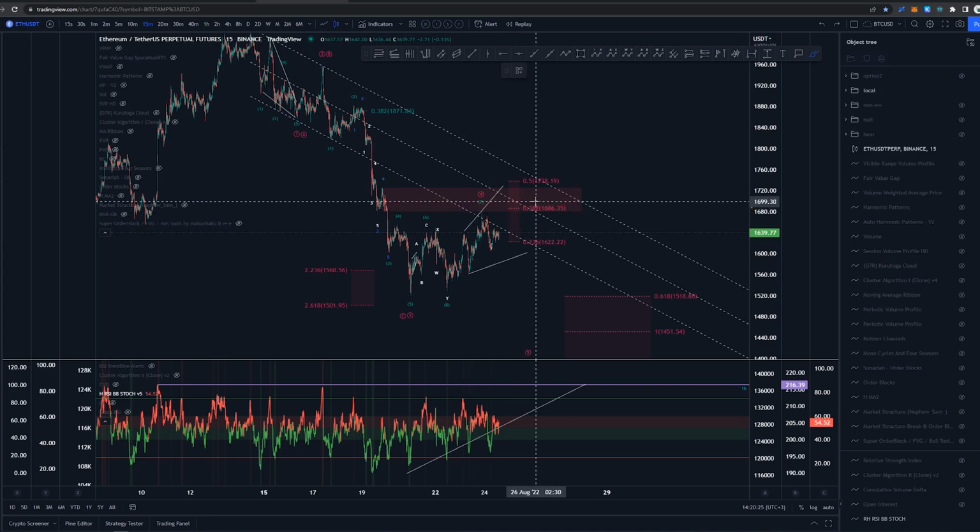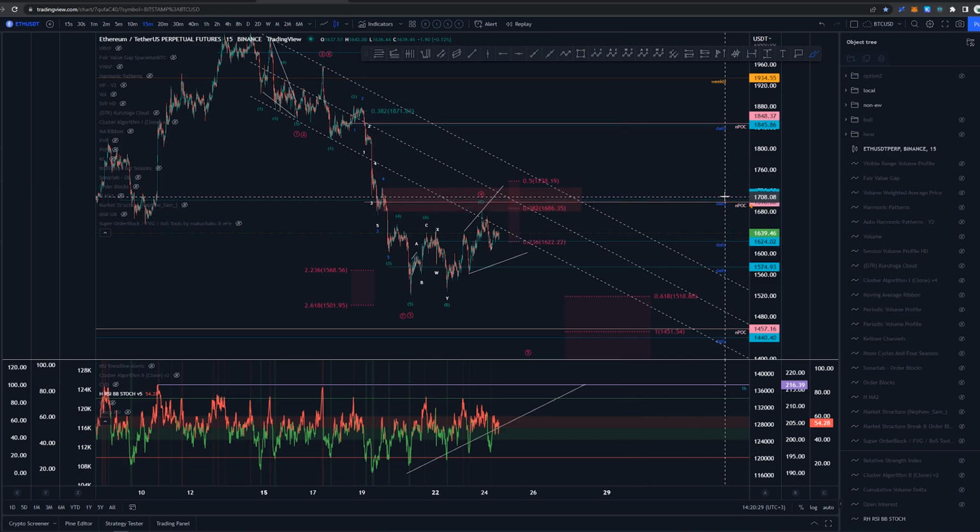If, however, we are going to be getting back to these areas of that 38.2, where we have other resistances such as this daily and naked point of control and this order block, then I would be looking for possible short setups. But for now, I think that's everything I wanted to cover on Ethereum.